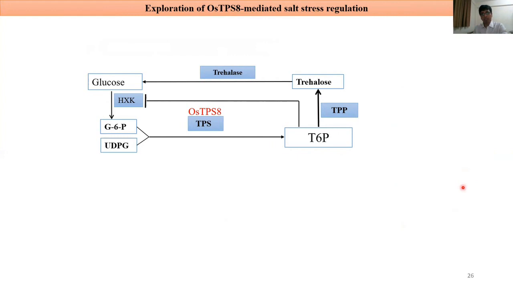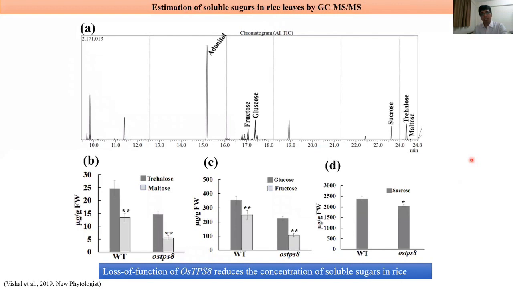As this OsTPS8 is involved in the sugar metabolism, if we see the overall metabolic pathway, it might involve other soluble sugars as well. So we did analyze the soluble sugar in the mutant in the rice leaf tissue. We selected the rice leaf because this is one of the photosynthetically active tissues, and that is responsible to maintain the osmolyte in the tissue. And that is one of the strategies by which the crop plant mitigates the salt stress.